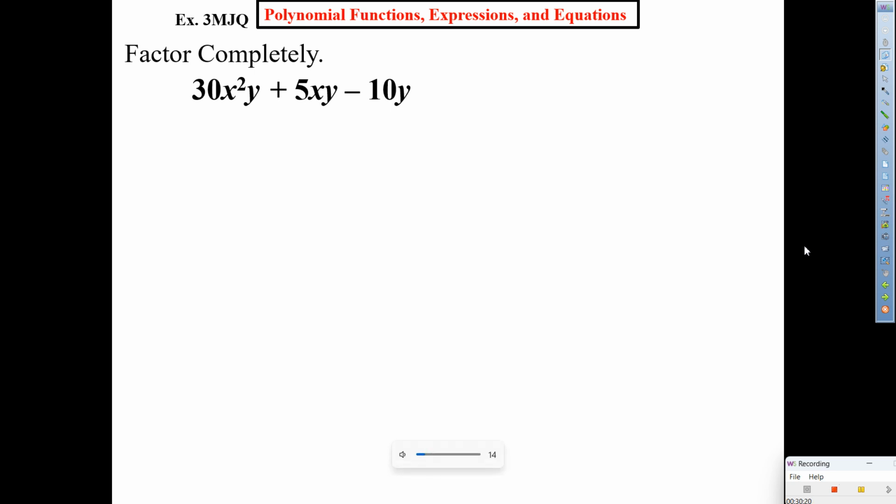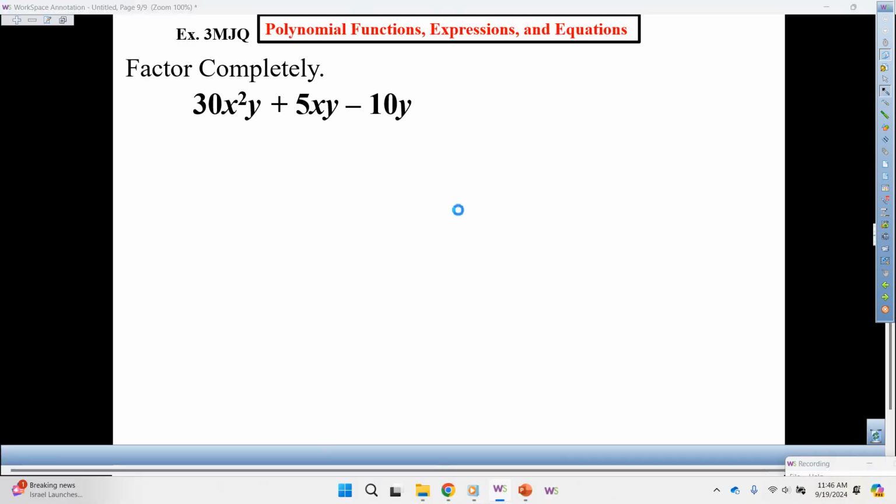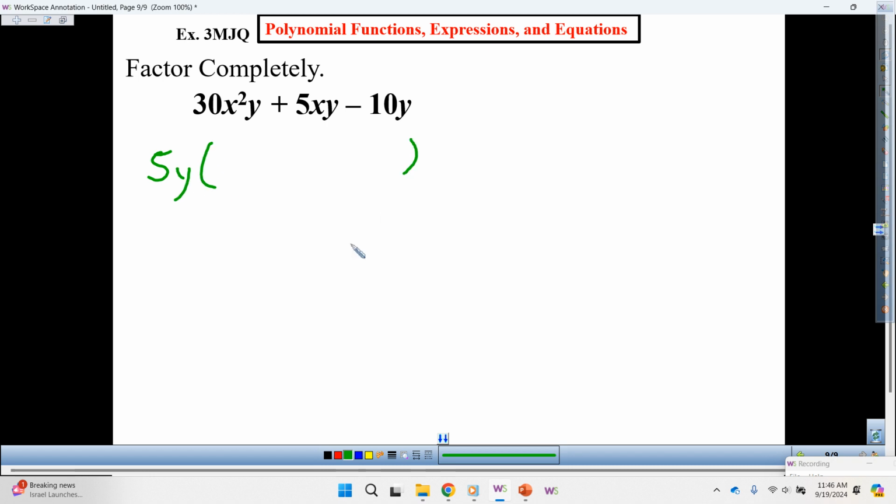All right. Let's see, Rebecca, walk us through this one. Is it in standard form? Yes. Next. GCF, is there? Yes, there is. What number divides 30, that divides 5, that divides negative 10? 5, and each one of those has a y. Hands if you got 5y. That is correct. So we end up with 6x squared plus x minus 2.